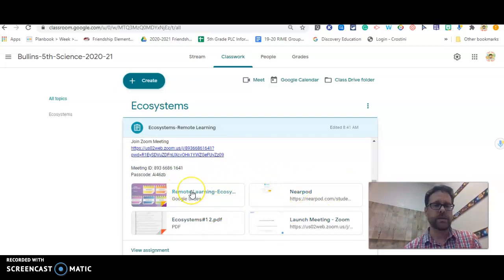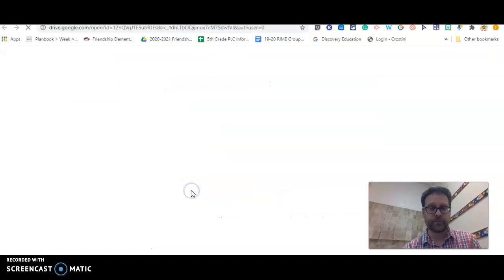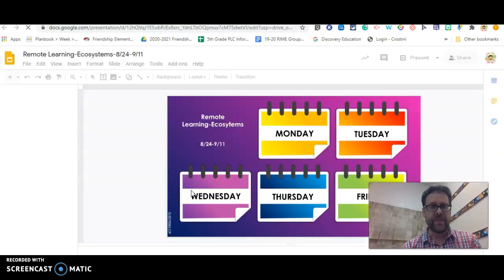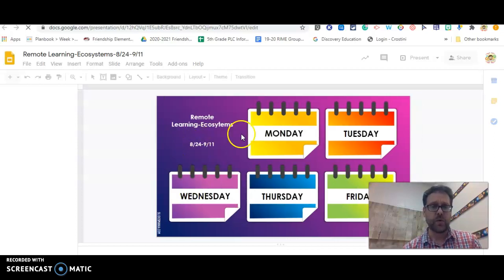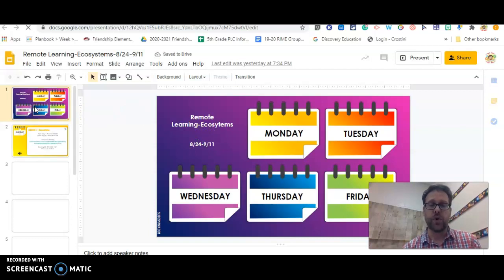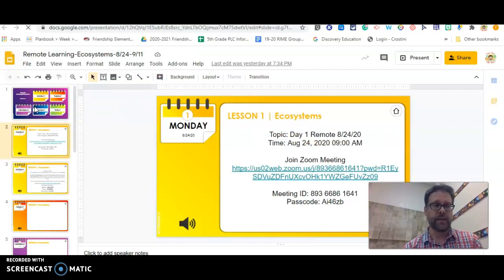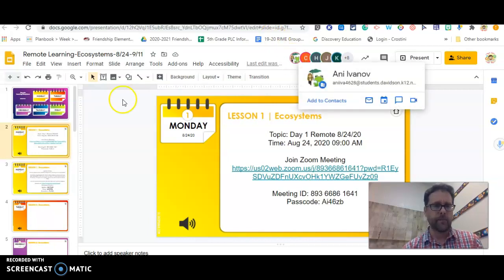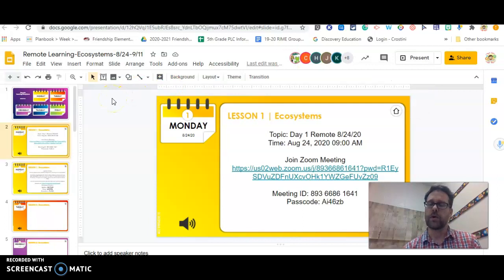And the most important is this Google slide. Why is this Google slide so important? Let's take a look at it. In this Google slide, it's going to give you your days of the week, the date, and what you're supposed to do on that day. So for example, today, our goal was to get into Zoom. Only about a third of us were able to do that, and that's okay. I'm hoping more people jump on and start to learn how to join these things more in the future.